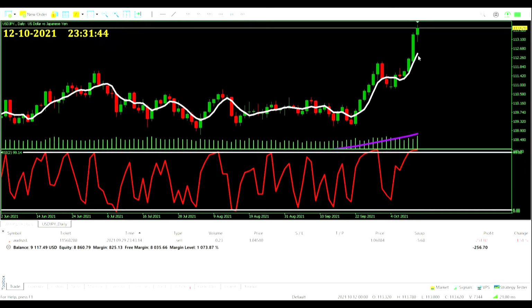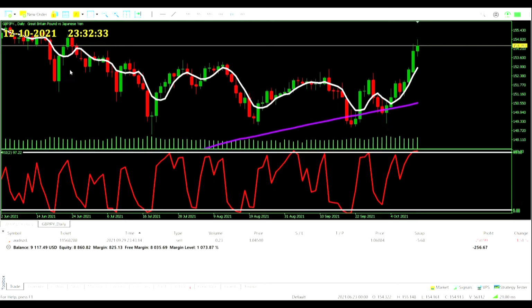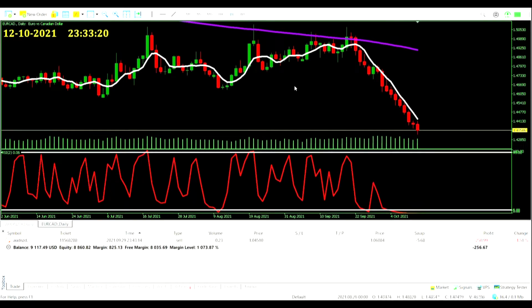The US dollar still strengthening against the Japanese yen. If you tried to get in this overbought signal, it's not going well for you. Same with the pound yen. Another red day on the Euro Canadian dollar. Never get tired of seeing them.